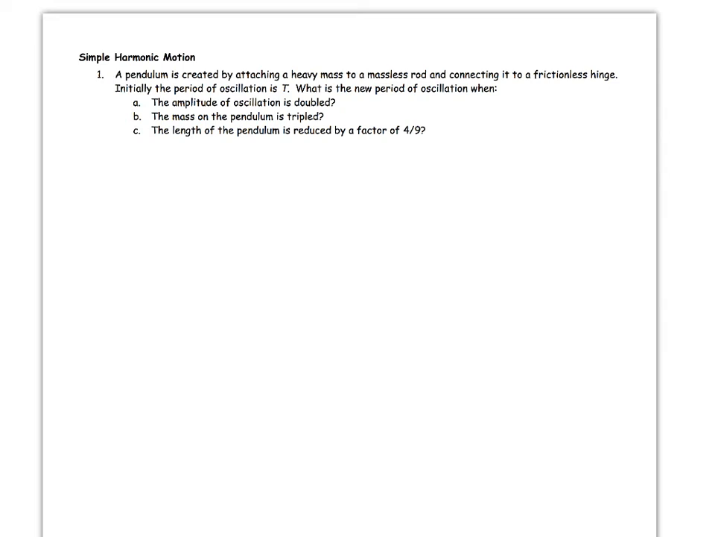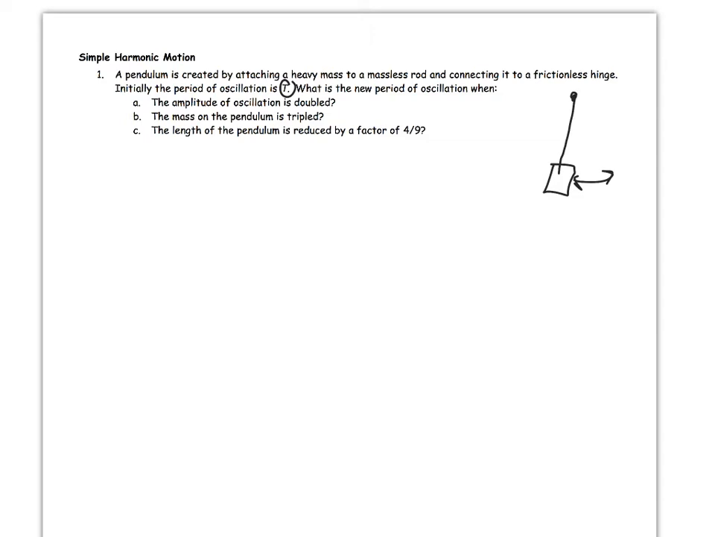Alright, for this problem related to simple harmonic motion, we have a pendulum. It's created by attaching a heavy mass to a rod and connecting it to a frictionless hinge, something like this. That pendulum is going to swing back and forth, and initially the period of oscillation is T. We want to know the new period of oscillation when the following things happen to this pendulum.